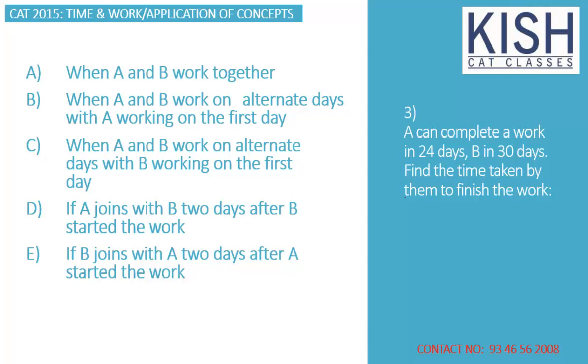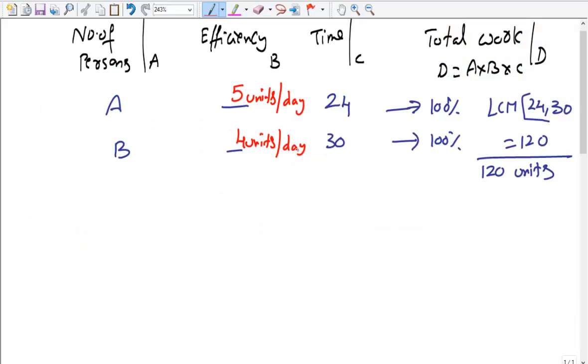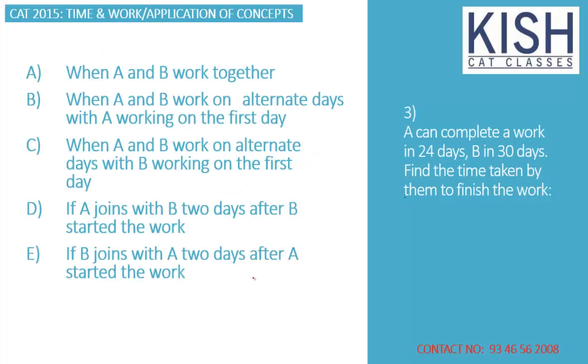Let's solve question A. When A and B work together, they finish 5 plus 4 units, that is 9 units a day. And then since the total number of units is 120, we need to find the days. That's very easy. 120 by 9. That's 40 by 3 days, 13 and 1 by 3 days. So once you convert them into the total number of units, then we can solve any question quite easily and quickly also. Let's solve question number 3b.